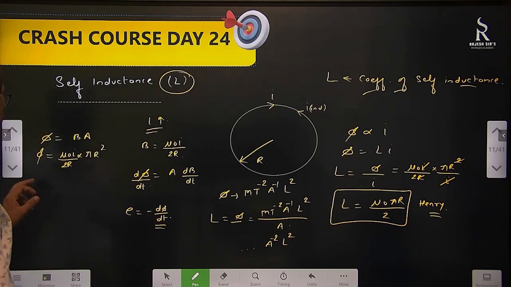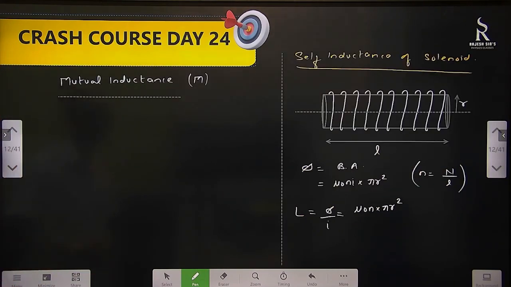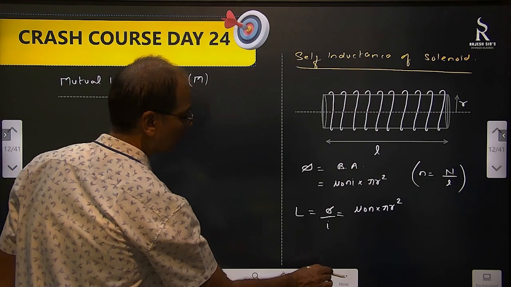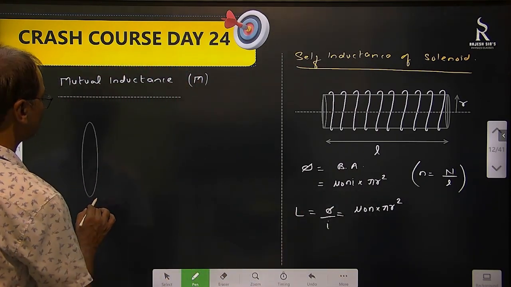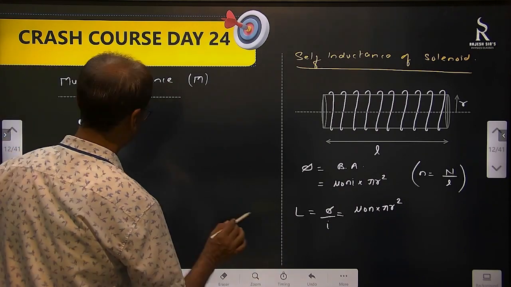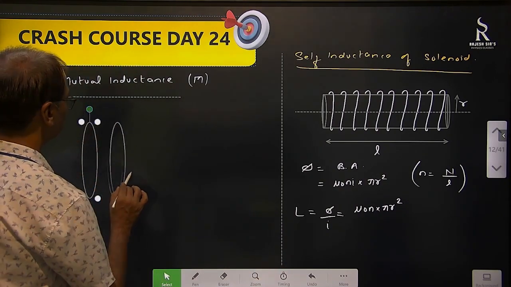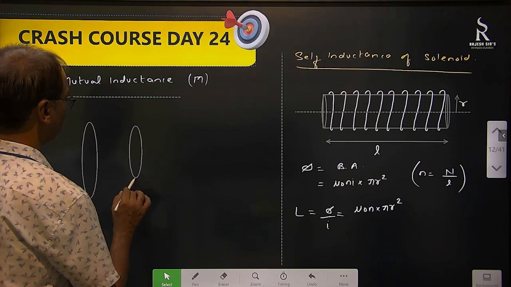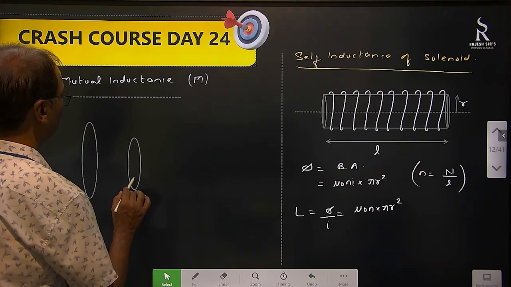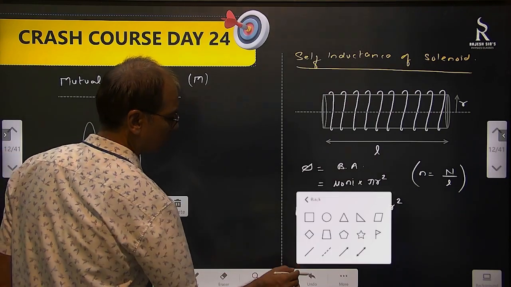Okay. Now we are talking about mutual inductance. Now mutual inductance means what? Mutual inductance, again we are going to take two coils because it's easy to understand from the coil. That's why we take coil. So we took one more coil, make it little smaller, like this. Or we can have it the same size also.